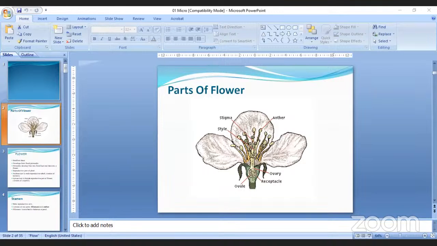So next one is block 3, ethnomedicine and common medicinal plants. What is ethnomedicine? Ethnomedicine is nothing but a traditional medicine system, which our ancestors used to follow, with their different traditions and ways of medication. That will all be discussed here.